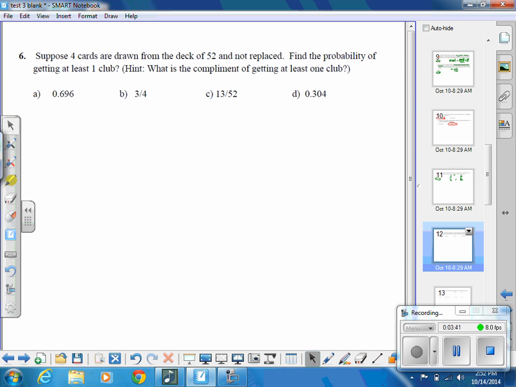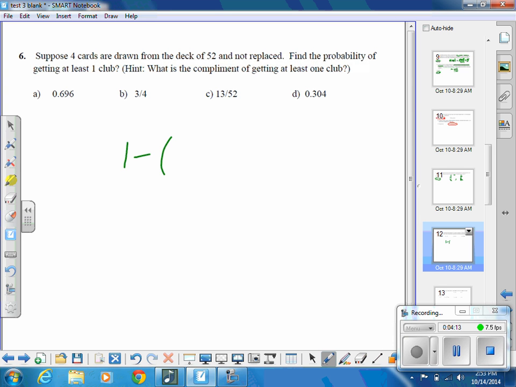Now, this next one says, suppose 4 cards are drawn from the deck of 52 and not replaced. Find the probability of getting at least 1 club, okay? And then it says, what is the complement of getting at least 1 club as a hint? Well, this is why it's easier to do it this way. The complement talks about taking the likelihood of not getting a club, okay? So the complement means not getting it, not happening. So we do 1 minus, because we're trying to find the probability of it happening, but it's just easier to do it this way. So 1 minus this.